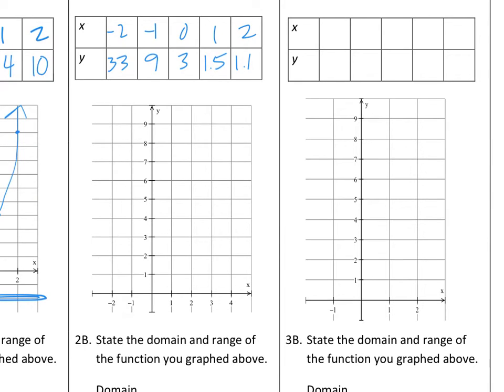Alright. -2, 33, well that's way off the graph, so I'm not going to be able to graph that one. But -1, 9 is right here. 0, 3 is right here. 1, 1.5. And 2, 1.1, just a little bit above the line. So, I'm just looking to see where it levels off. It levels off at 1, so I'm just going to have this come down, and then it flattens out right here at 1.